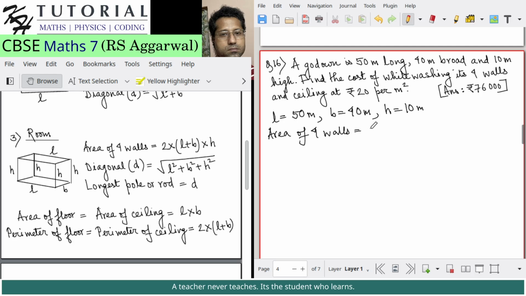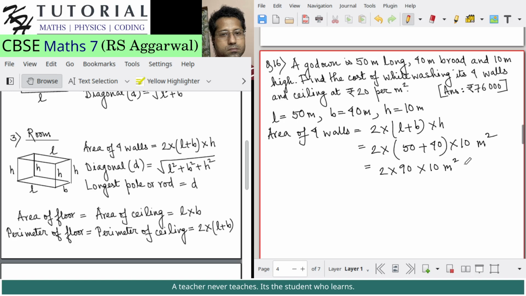We know the formula is 2 into (length plus breadth) multiplied by height, which is equal to 2 multiplied by (50 plus 40) multiplied by 10 meter square. This will be 2 multiplied by 90 multiplied by 10 meter square, and this is equal to 1800 meter square. So this is the area of the 4 walls of the room.